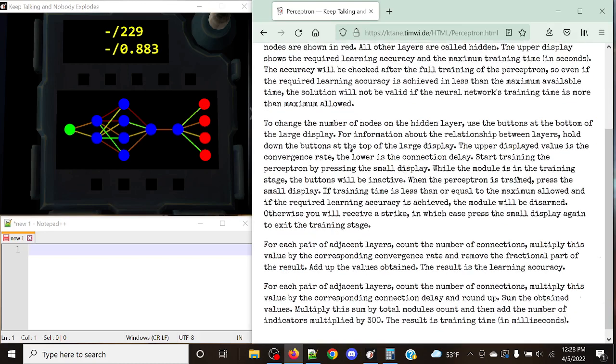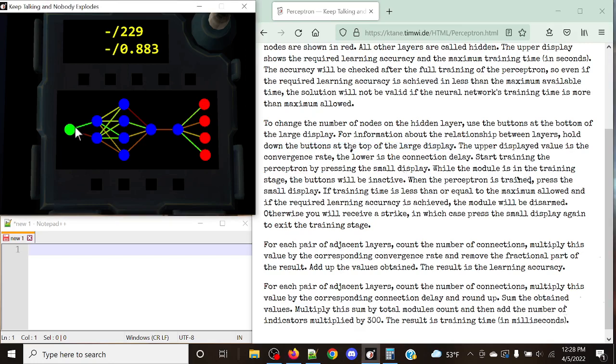To change the number of nodes on the hidden layer, use the buttons at the bottom of the large display, so as we did right here, we can change this as freely as we want. For information about the relationship between layers, this is where we get into some of the reads that we need to give. Hold down the buttons at the top of the large display.